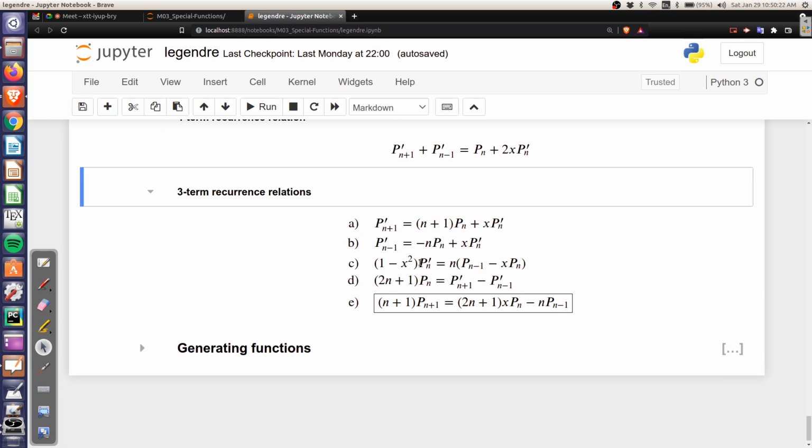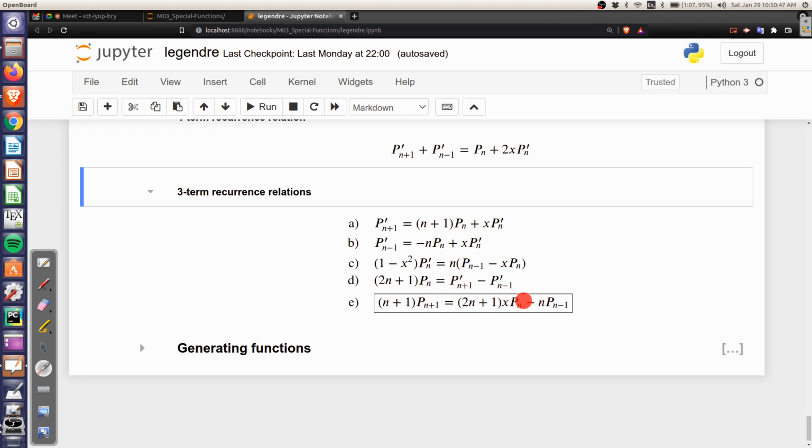So we have 1, 2, 3, 4, 5. Out of this, the number 5, I find very convenient because this one does not involve any derivatives. You can see here all the other terms: there is a derivative here, here, here, here, here. But this last one has no derivatives, so you can easily find it out.